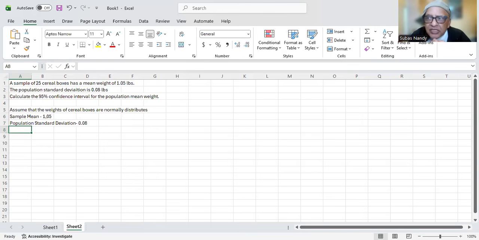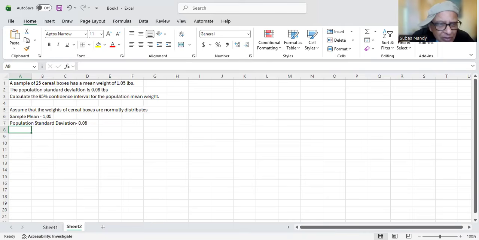Now this confidence level means if we repeat the experiment 100 times, that means we collect information from 100 samples of size 25 and calculate 100 of the intervals with a lower boundary and an upper boundary, 95 of those confidence intervals will actually contain the population mean.